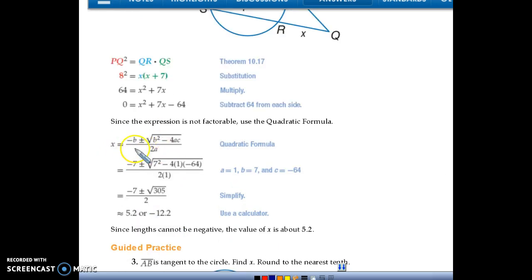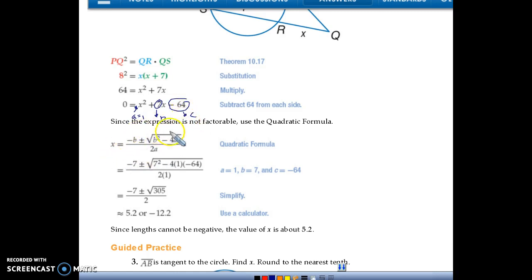This is the quadratic formula, and we know that a, b, c are going to be the coefficients of this equation. A is going to be the coefficient of x squared. In my case, it's going to be 1. B is going to be 7, the coefficient of x, and c is going to be my constant. It's going to be negative 64.